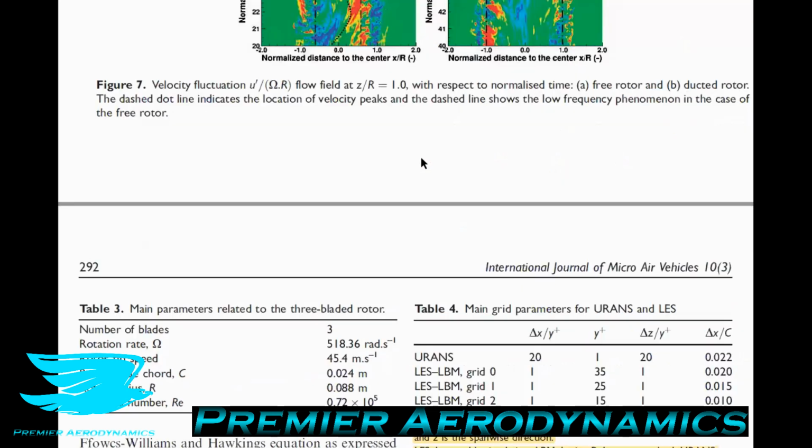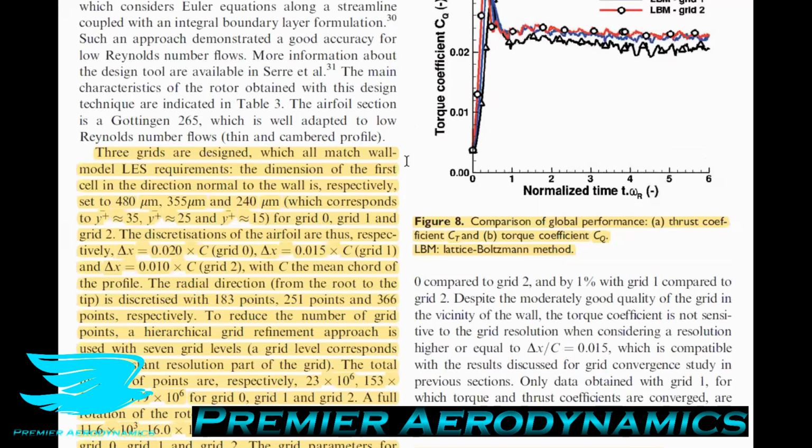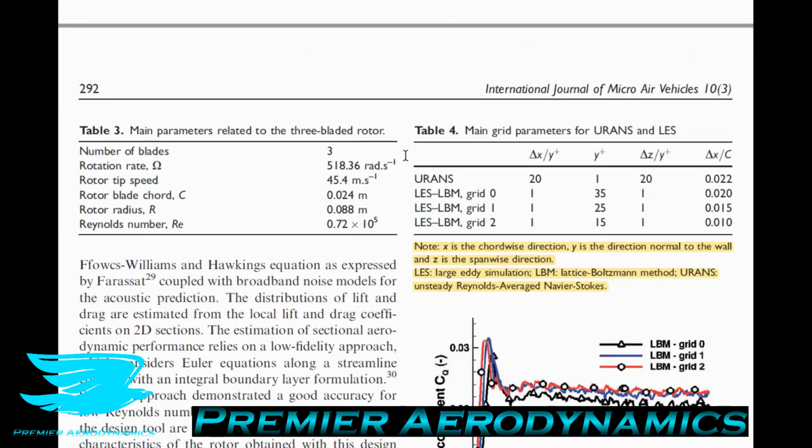We'll discuss some of the details of it. So for the LBM, three grids are designed which all match all model LES requirements. So unlike the URANS where they just needed one grid, I assume that they had validated this from other studies. With the LBM, they wanted to look at different grid resolutions.